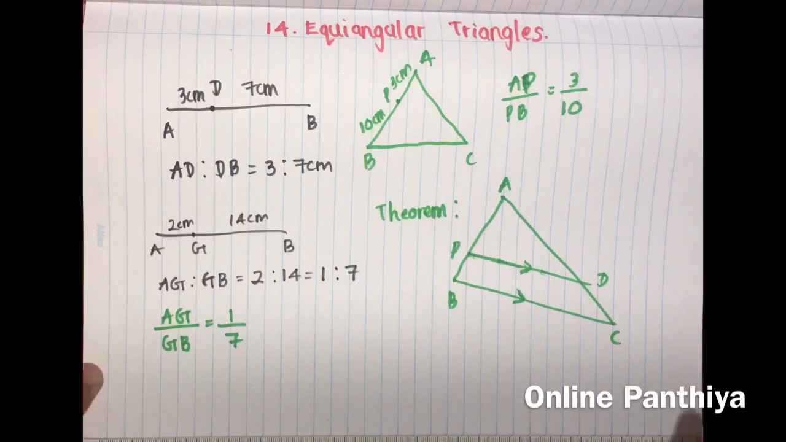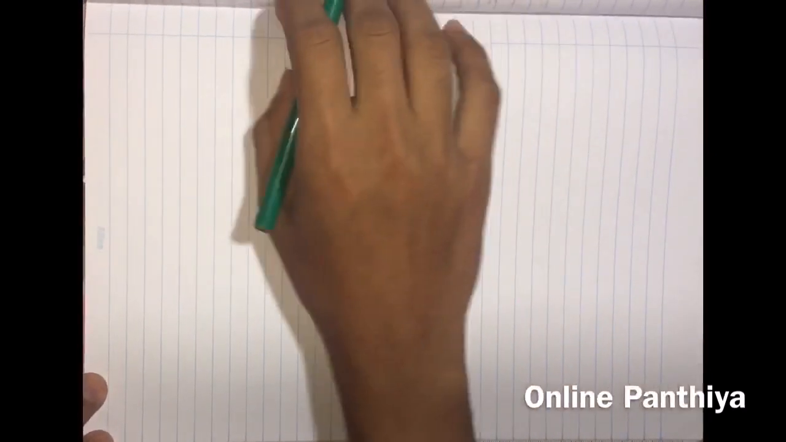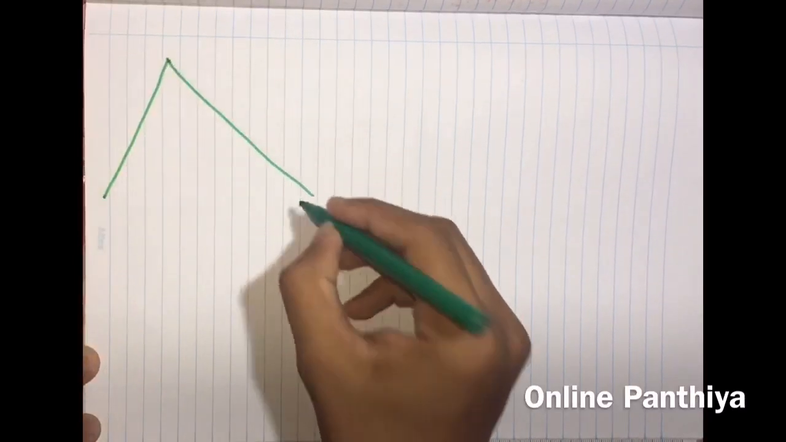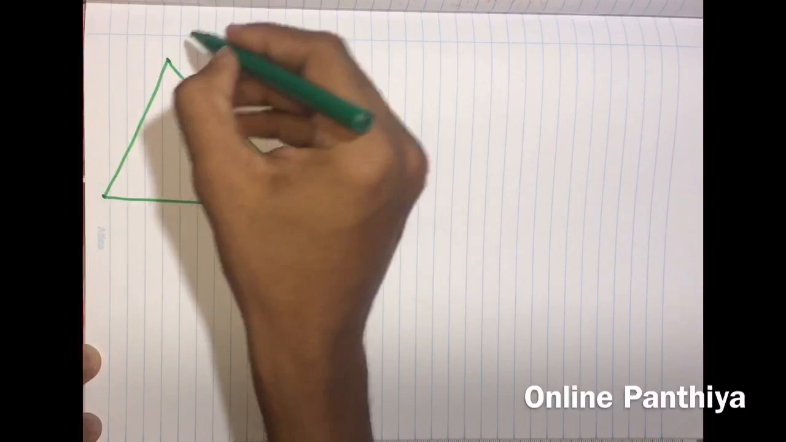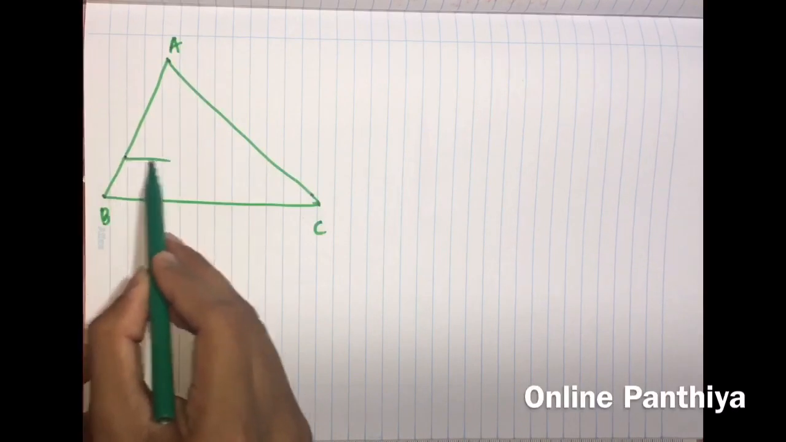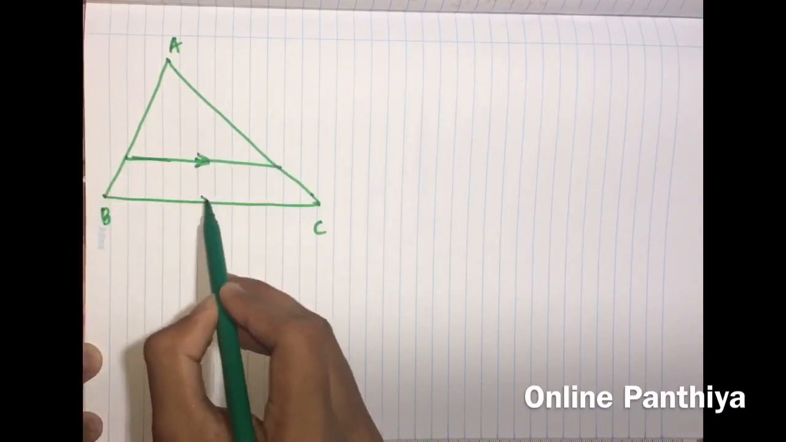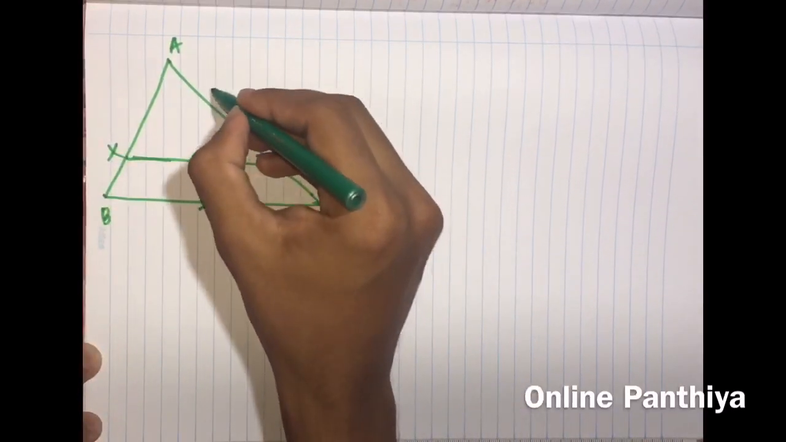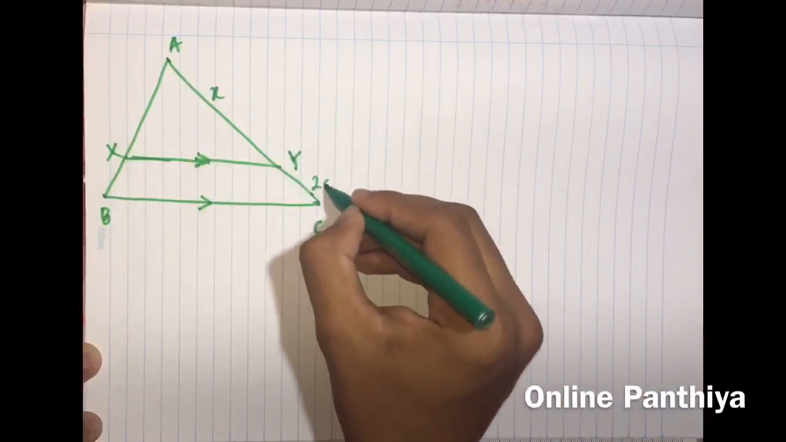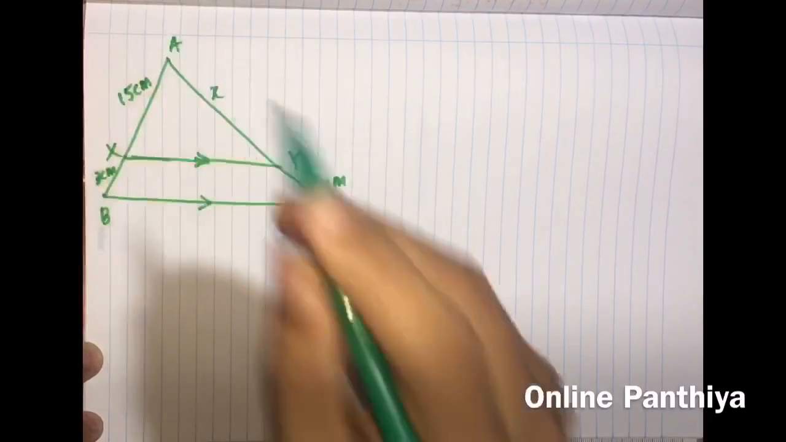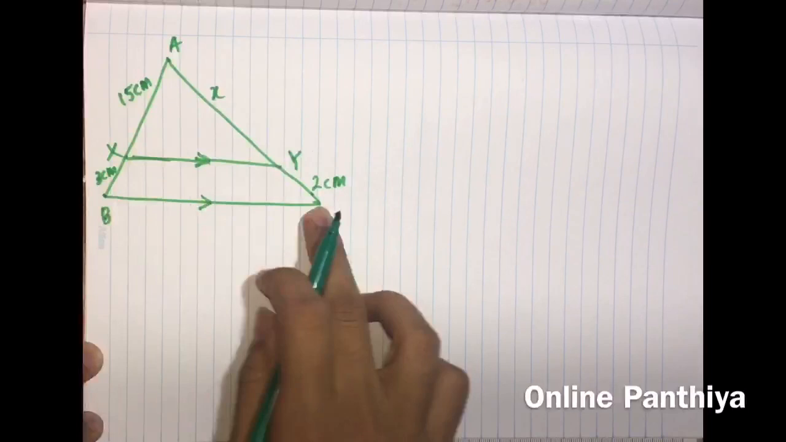An example. You'll understand the meaning of this in the next example. Let us consider this triangle. I'll call it A, B and C. You have a parallel line drawn this way. These two are parallel. The lengths given are x, 2 centimeters, 3 centimeters, and 15 centimeters. The only information given is that this is parallel to this, and these lengths.